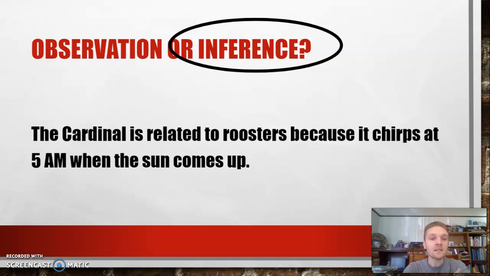It has to be an inference because we're making a guess or assumption about something that we have already observed. Now, if the statement said the cardinal chirps at 5 a.m. when the sun comes up, that's an observation. That's something we could check the timing. We could write that down. We could write down how the chirp sounds. That would be an observation too. But because you're taking it one step further and you're saying, well, because the cardinal chirps at 5 a.m., it's probably got to be related to the rooster, right? And that's making an inference. You're taking it one step further, making sort of a prediction.